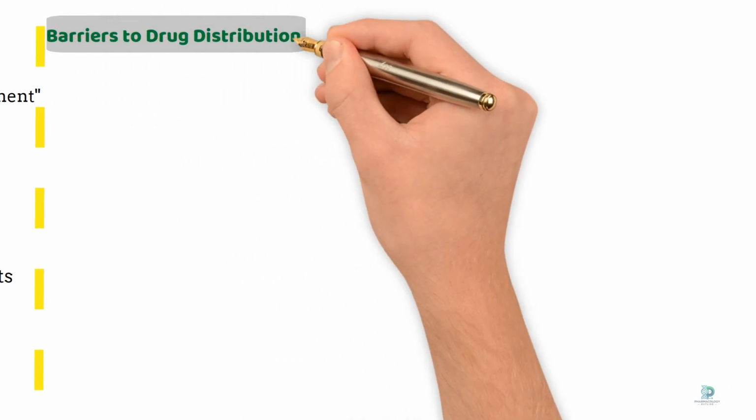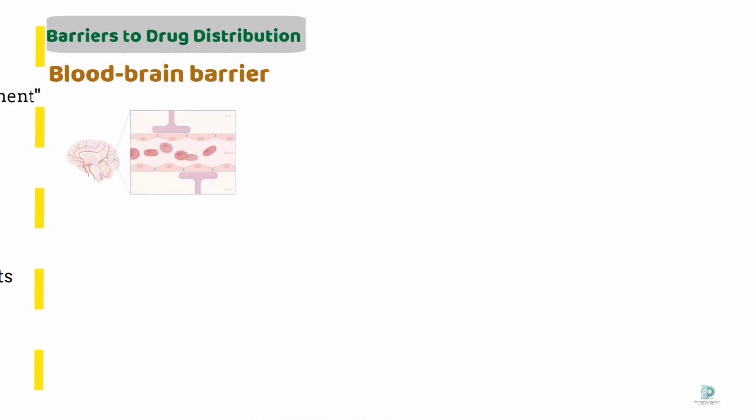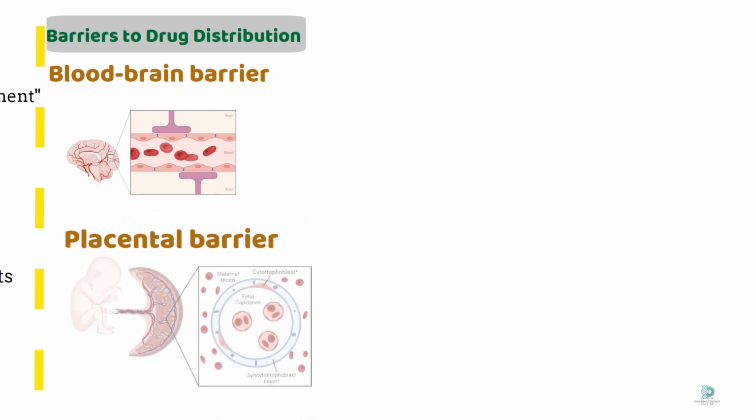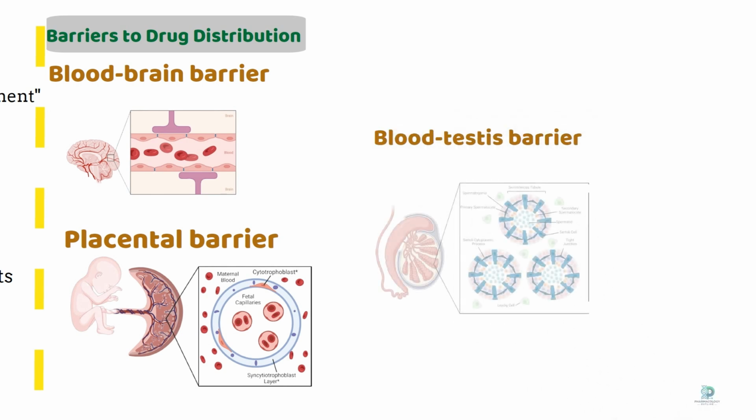Barriers to drug distribution. Several physiological barriers restrict drug distribution. Blood-brain barrier. A highly selective barrier that limits the entry of many drugs into the central nervous system. Placental barrier. Prevents the passage of many drugs from the mother to the fetus. Blood-testis barrier. Protects the testes from harmful substances.